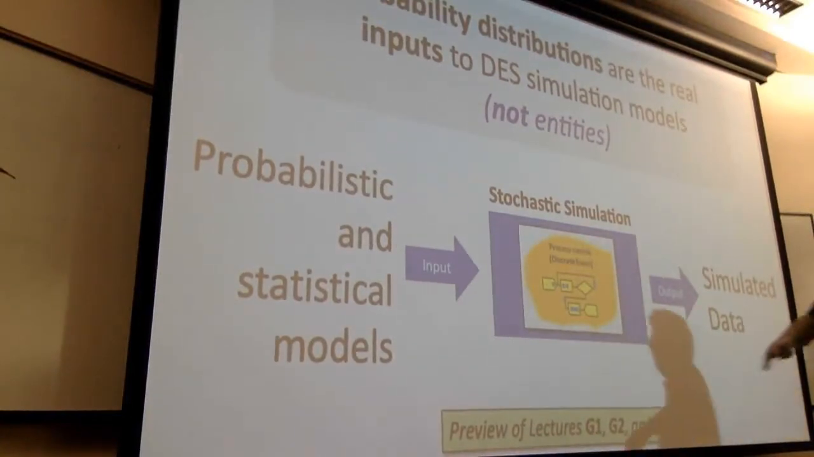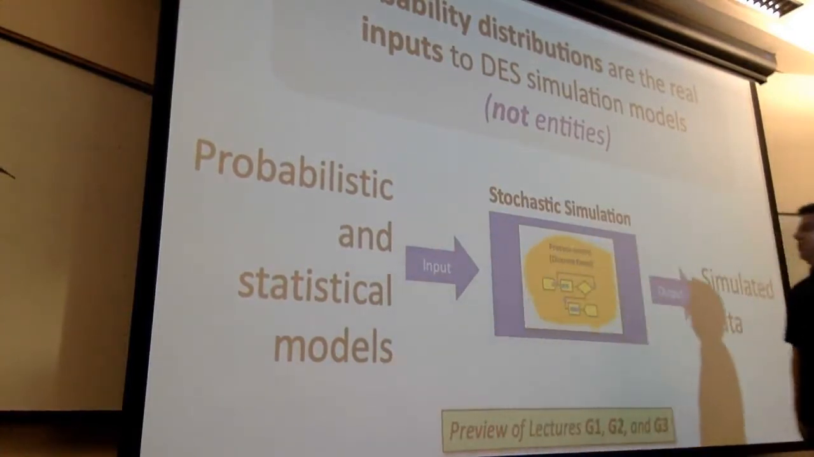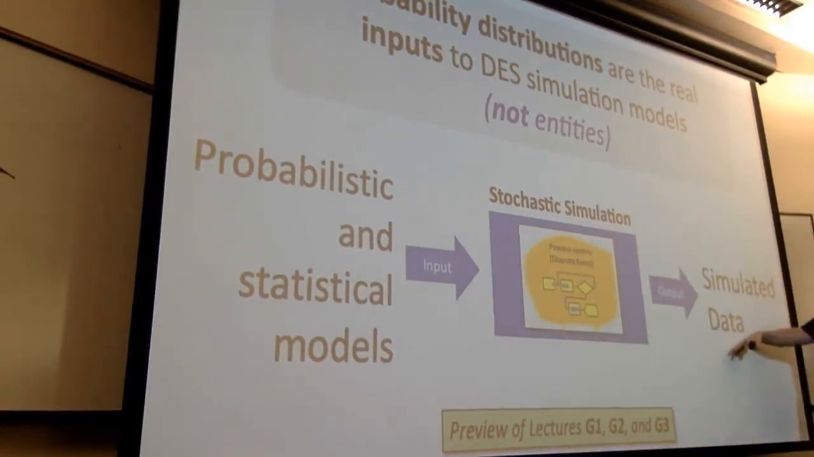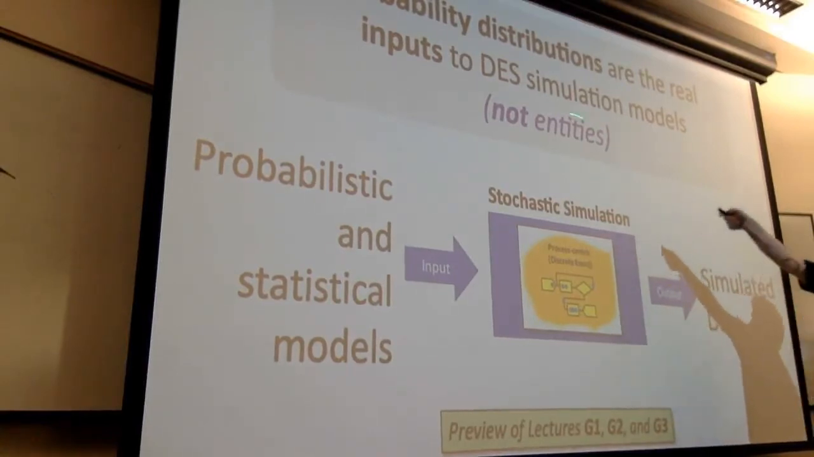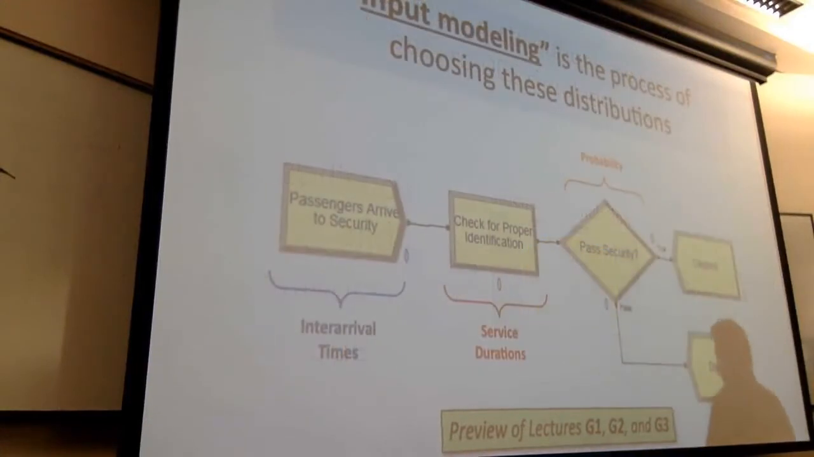So the inputs to our models are probabilistic distributions. This answers a question from earlier. The outputs are the data. The inputs are not the entities. The inputs are the distributions. The entities are inside the model.